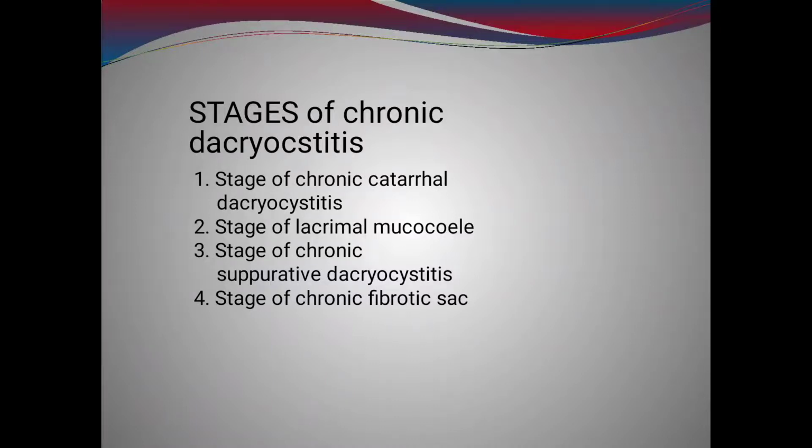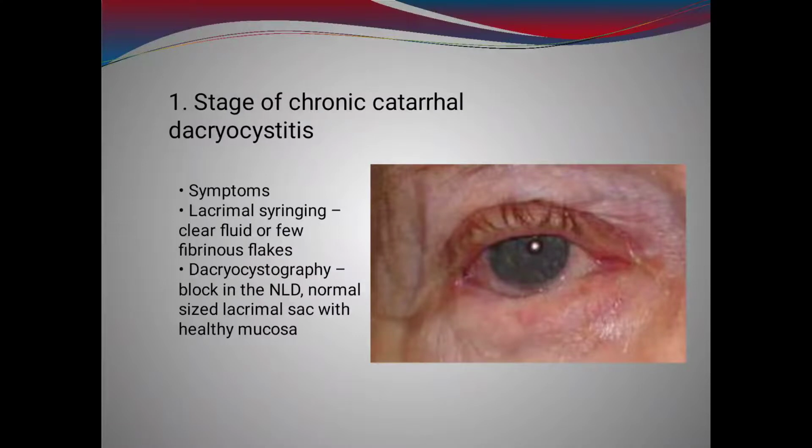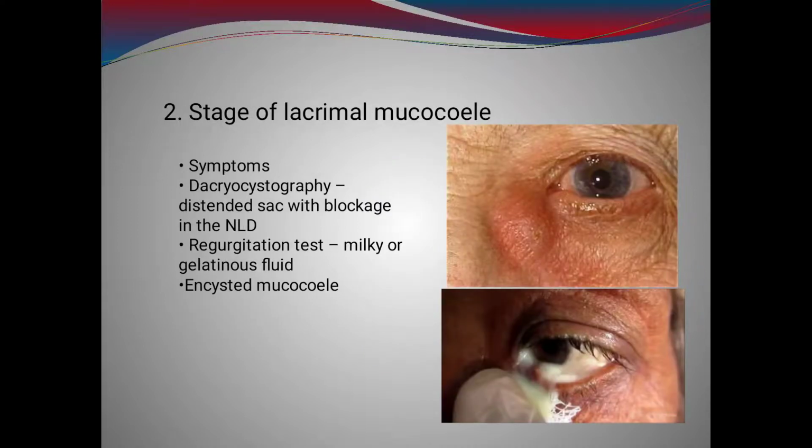The stages are chronic catarrhal dacryocystitis, then there is mucocele, then there is suppurative dacryocystitis, and lastly the sac becomes fibrotic. So chronic catarrhal means watering. Patient will have continuous watering from the eyes, and the lacrimal sac will reveal clear fluid or few fibrous flakes. And usually the block is in the nasolacrimal duct. What happens is that this fluid gets accumulated.